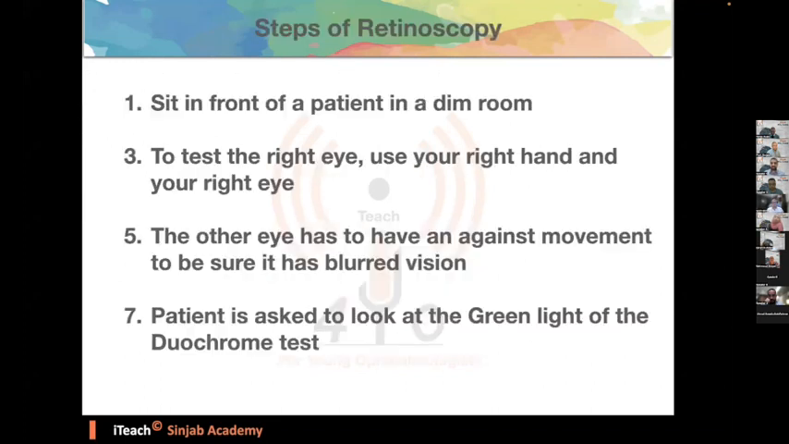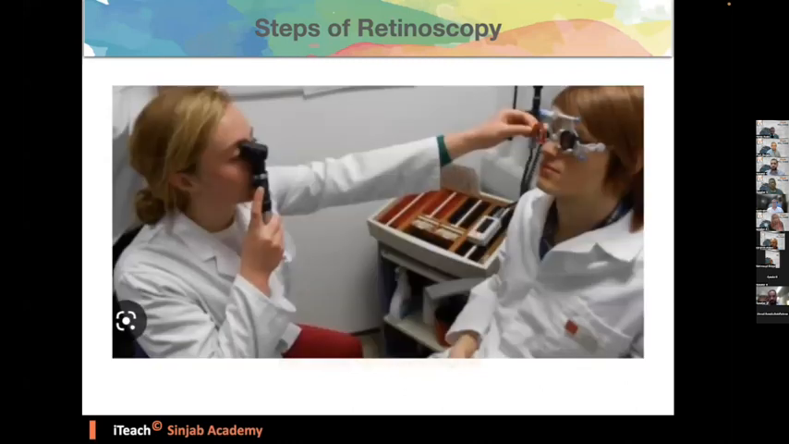So the steps in retinoscopy is to sit in front of the patient at a distance of arm's length, about 67 centimeters, in a dim room. When we approach the right eye, we should use the retinoscope with our right eye and look at the patient's right eye, and same for the left eye. The patient is asked to look at a target 6 meters away. Usually, we can use a Snellen acuity chart or a green light from the duochrome test to relax the accommodation. This is a picture of how retinoscopy is done.